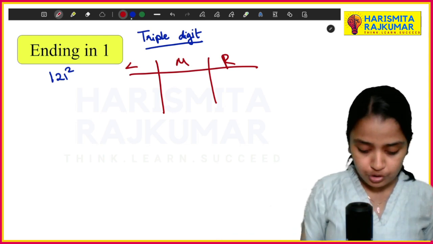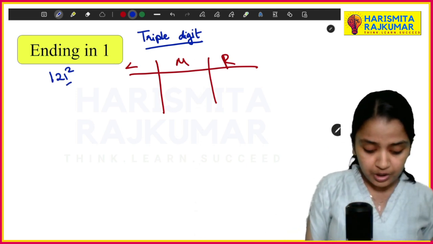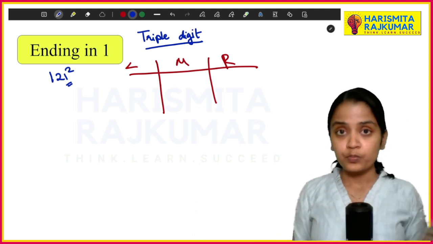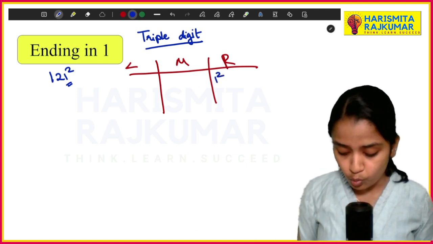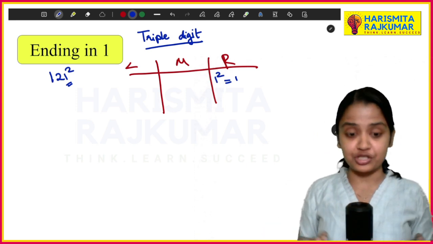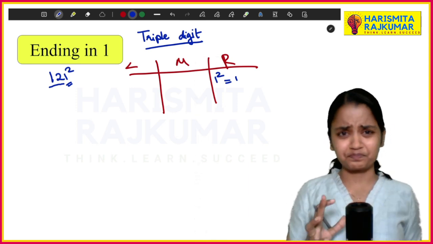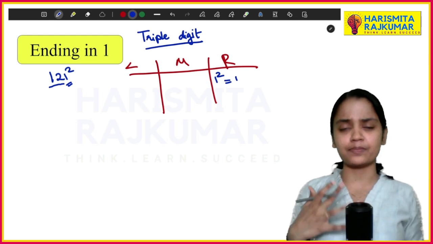Now, as I told you, you have to check the unit digit. The unit digit of 121 is 1. So I have to do 1 square, which is 1. Then you have to take the remaining digits. What are the remaining digits? My remaining digits are 12.